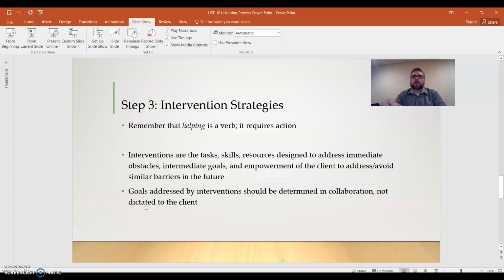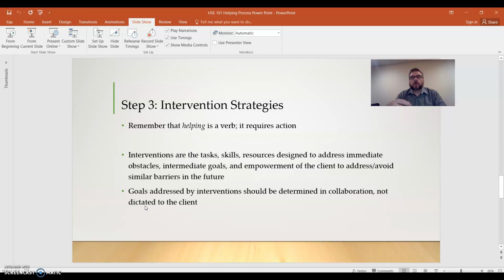If you have a client coming in for housing assistance, we want to make sure that we're helping the client know how to access the resources they need on their own and build the skills that they need to prevent the need for housing assistance in the future, which means that's work, right?